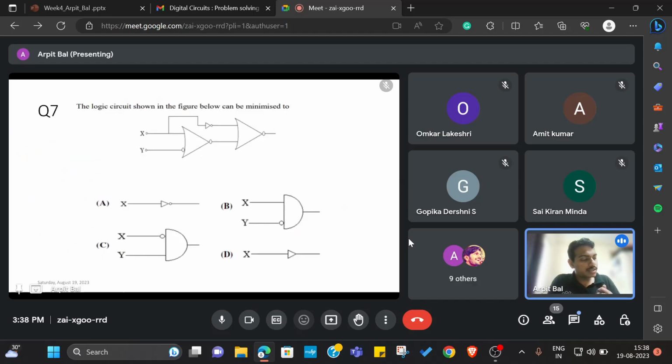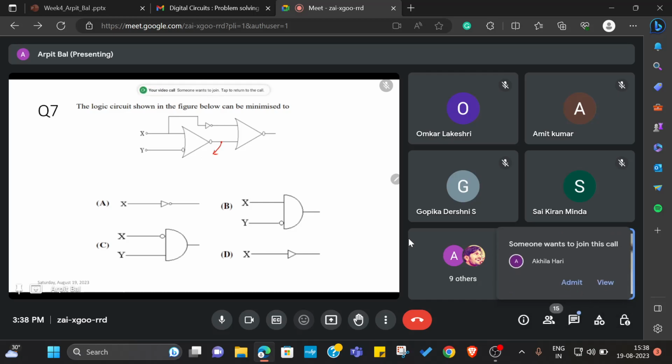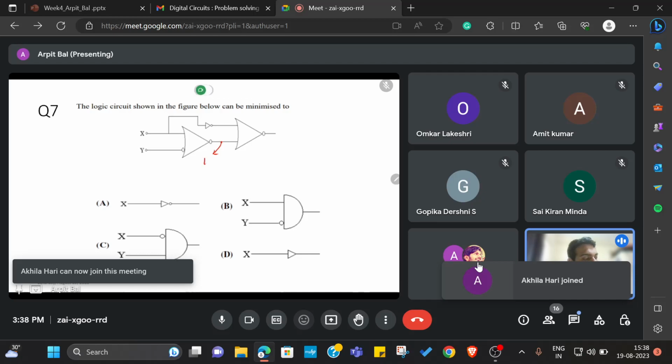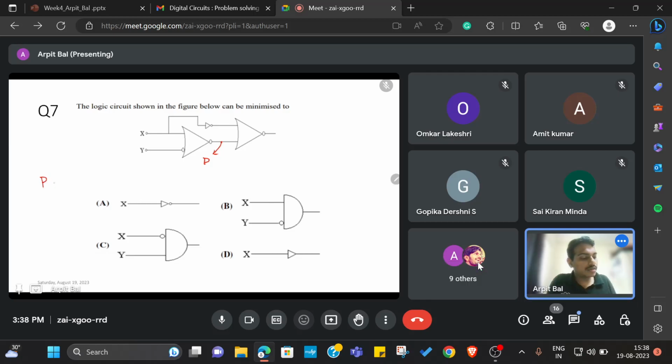Okay, so the next question asks us to minimize this given circuit. Let's try to solve it node by node. The first thing I would like to know is, let us call it node P, can anyone tell me what is the value at node P? Okay, so these are NOR gates. Let me write.